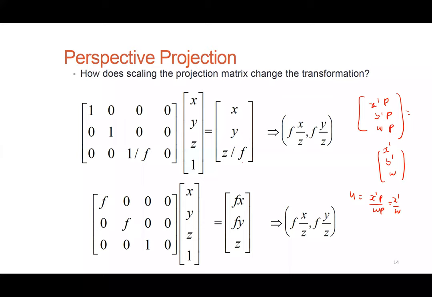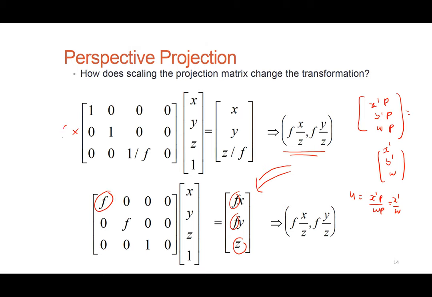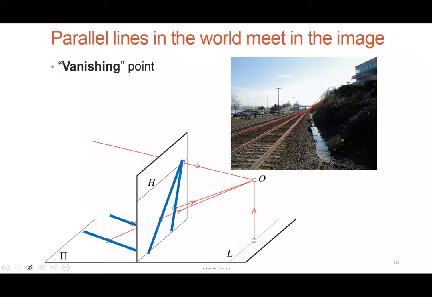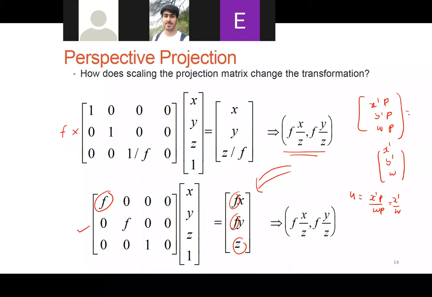So the same trick is used here. Instead of getting X, Y, Z by f, let me do a back calculation. In order to get this, I could have had f X, f Y and Z simply. To get f X instead of 1 here, that's equivalent to multiplying this whole matrix with f. If I multiply it, that would give me f, 0, 0, 0, 0, f, 0, 0, 0, 0, 1, 0. So this is also the perspective projection matrix. Is that fine?